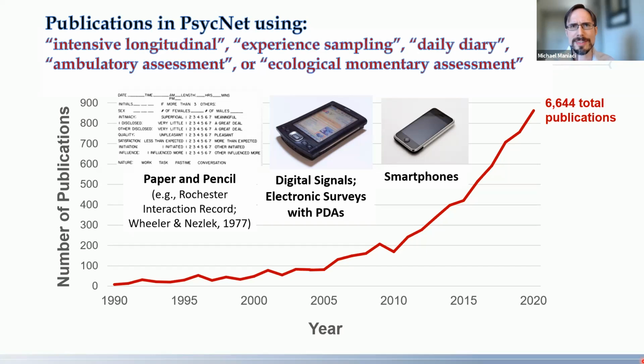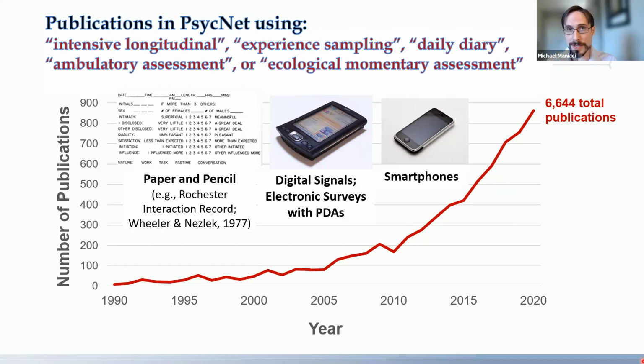Researchers use digital stamps to try to verify when participants were doing it. But I think we've seen much greater utilization of these methods as technology has allowed researchers to program personal digital assistants and give them to participants where they could be signaled in a specific way, but also respond directly on the device. And now most of us have smartphones.